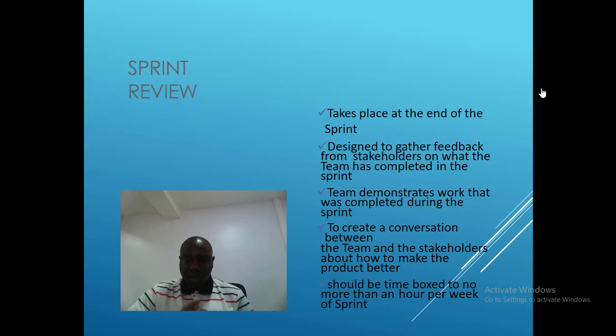So it should be detailed enough, but concise enough. Within an hour, the sprint review should be done. So what basically distinguishes the sprint review from the sprint retrospective is the fact that in the sprint review, stakeholders are involved, but the sprint retrospective is basically within the team.